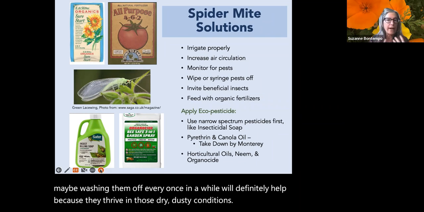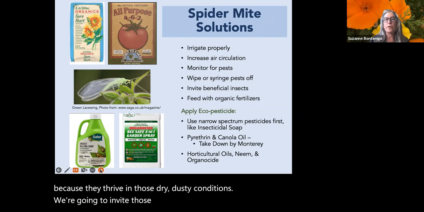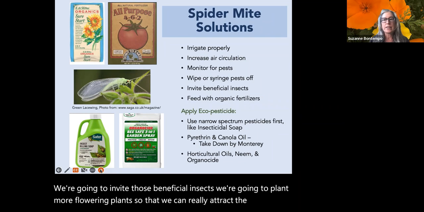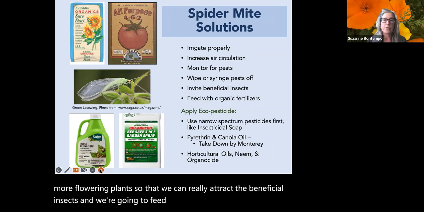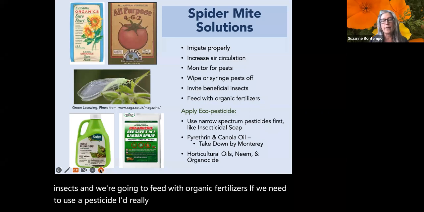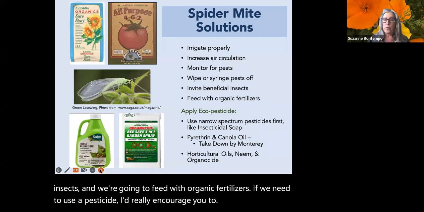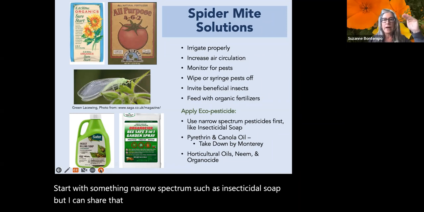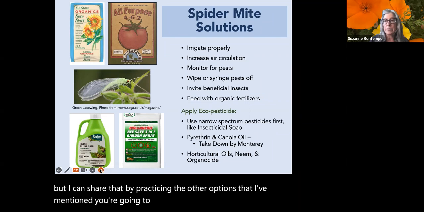We're going to invite those beneficial insects. We're going to plant more flowering plants so that we can really attract the beneficial insects, and we're going to feed with organic fertilizers. If we need to use a pesticide, I'd really encourage you to start with something narrow spectrum, such as insecticidal soap, but I can share that by practicing the other options that I've mentioned, you're going to reduce or eliminate spider mites before even having to go for a pesticide.